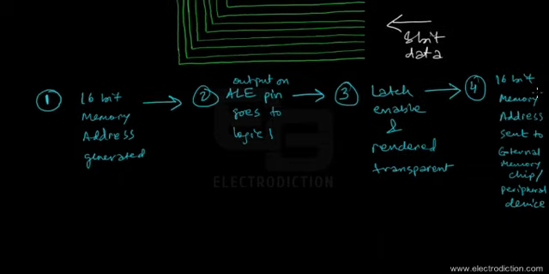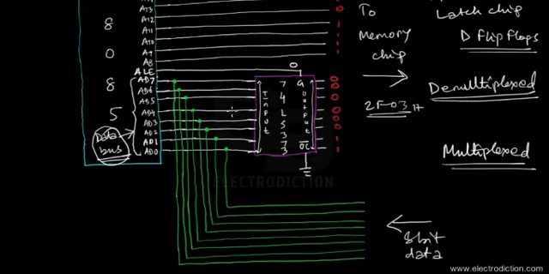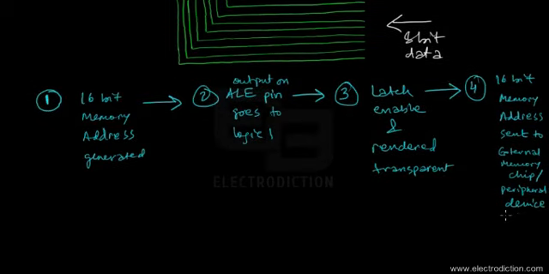Now I would also like to add in this step number 4 that the transmission of the 16-bit memory address from the lower order address bus into the output of the latch chip is basically referred to as the condition where the lower order address bus, that is AD0 to AD7, is de-multiplexed. So this is referred to as de-multiplexing of the lower order address bus. So step 4 includes the same, that is the lower order address data bus is de-multiplexed.